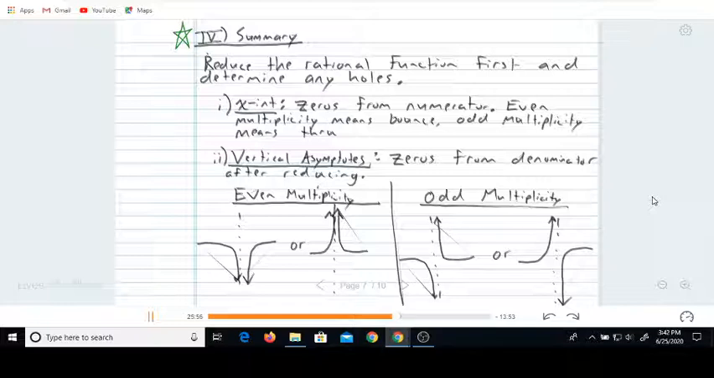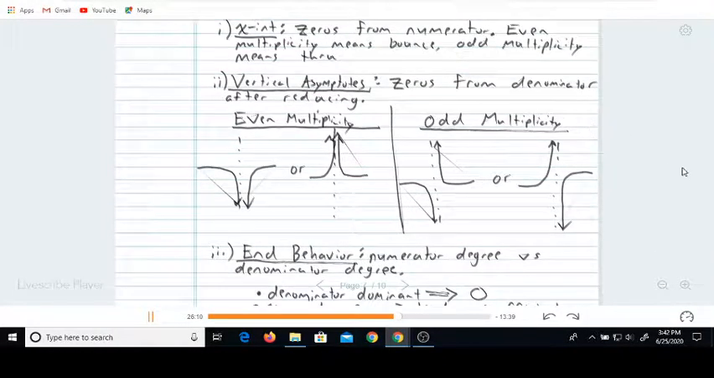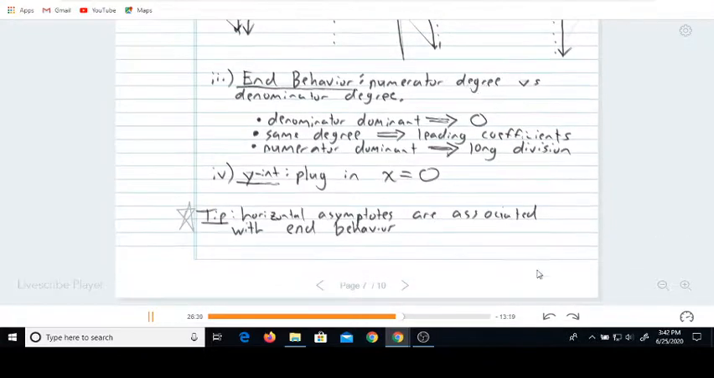Now, vertical asymptotes also have their own multiplicity. If they have an even multiplicity, then the tails are going to be going in the same direction, either both down or both up. If they have odd multiplicity, then the tails will be going opposite directions, as you can see visually there. And then for end behavior, it's numerator degree versus denominator degree. If that denominator is dominant, then your end behavior is going to be 0. If it's a tie and they have the same degree, then your end behavior will be given by the leading coefficients. And if the numerator is dominant, then you're going to have to go through the long division. And of course, the y-intercept, you just plug in 0 and see what the output is.